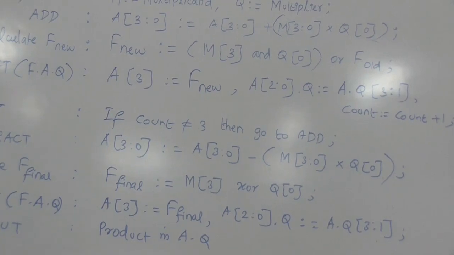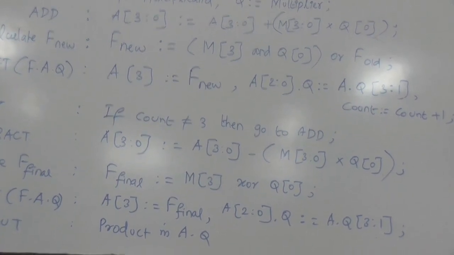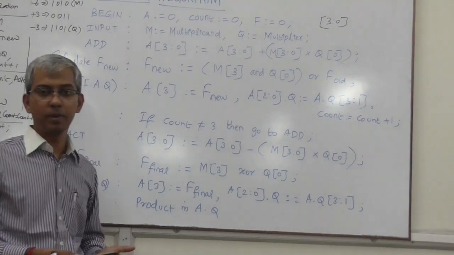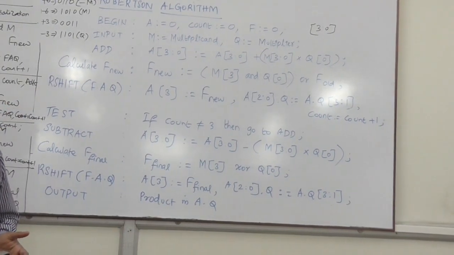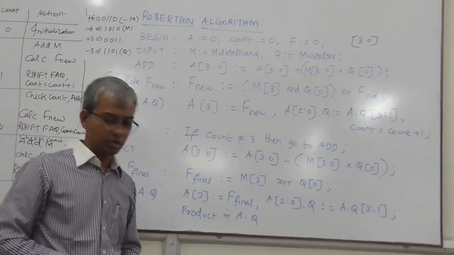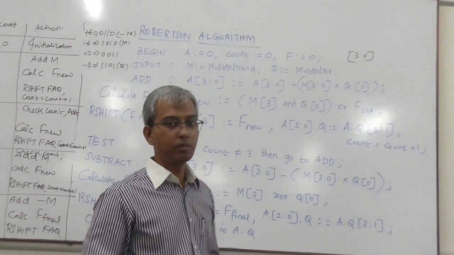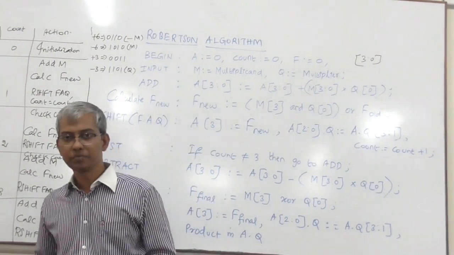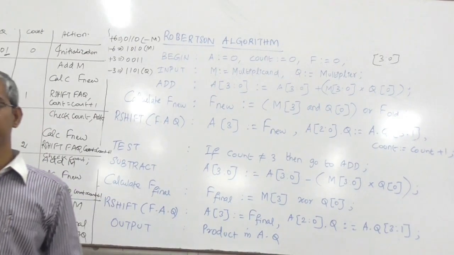So this is how the Robertson algorithm works. This is a very basic algorithm in signed 2's complement multiplication. There are later algorithms available like Booth and modified Booth. They talk in terms of radix, right? Radix 2, radix 4, radix 8, something like that, right?